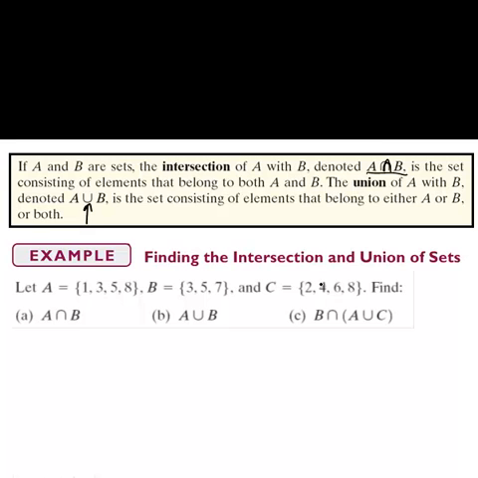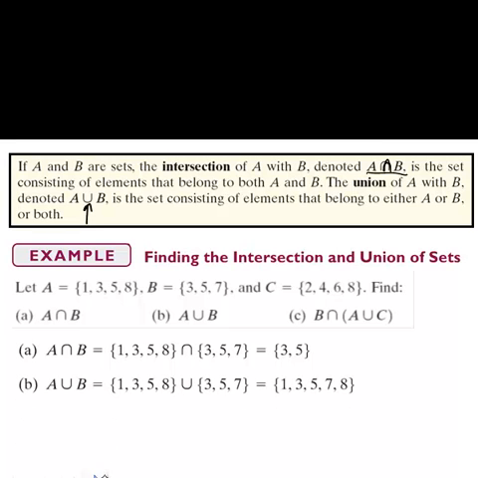Now, A intersect B is going to be the set of numbers that are common to both set A and set B. And notice that will be the 3 and the 5, because we have 3 and 5 there for set A, and we have the 3 and the 5 there for set B. But the 1 and the 8 from set A will not be in the intersection because neither one of them is in the second set B. And 7 is also not in the intersection because the 7 is not in the first set. So 3, 5 would be the intersection.